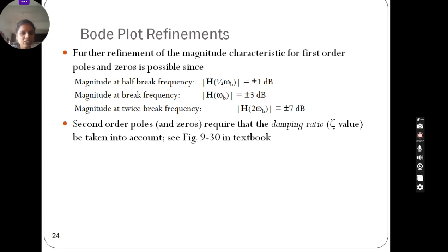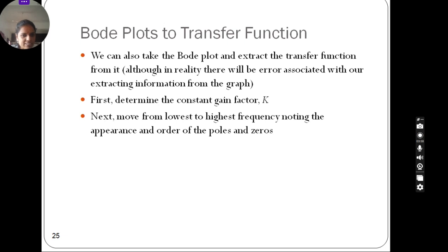Further refinement of the magnitude characteristics of a first order pole and zero is possible. The magnitude at half the break frequency is plus or minus 1 dB. The magnitude at the break frequency is plus or minus 3 dB. The magnitude at twice the break frequency is plus or minus 7 dB. Second order poles and zeros require the damping ratio to be taken into account, with twice the value in decibels.